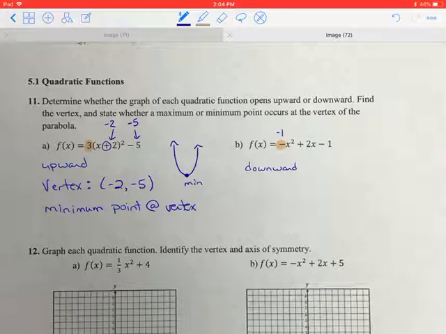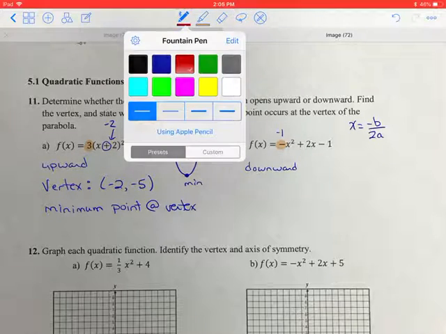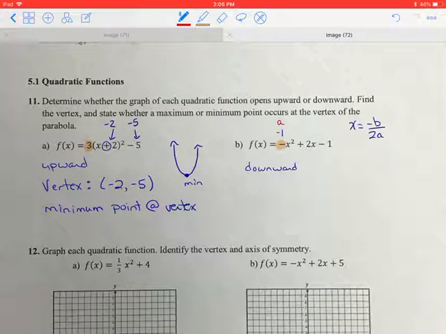Now there's a little more work to find the vertex on this one. It's not given to us in the problem. So we have a formula. We use x equals -b over 2a. So let me go back with a different color. Here's my a, here's my b, and here's my c. So that will be minus a 2 for b over 2 times -1. That gives me -2 over -2, which gives me a +1.